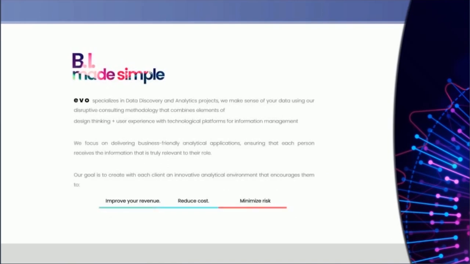So, BI made simple. At Evo, we specialize in data discovery and analytic projects. We make sense of your data using a disruptive consulting methodology that combines elements of design and user experience with technical platforms for informative management. We focus on delivering business-friendly analytic applications so that each person receives information that is truly relevant to their role. We make it very simple and easy for everyone to utilize and to see.